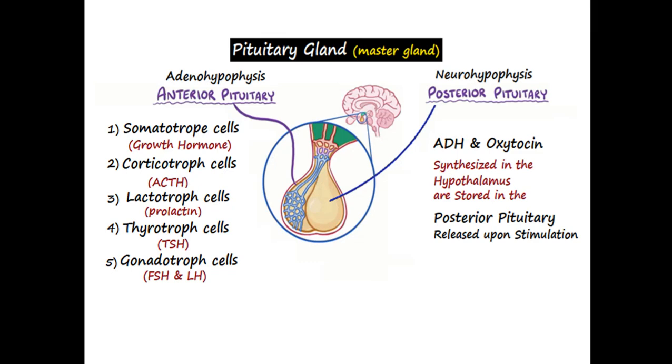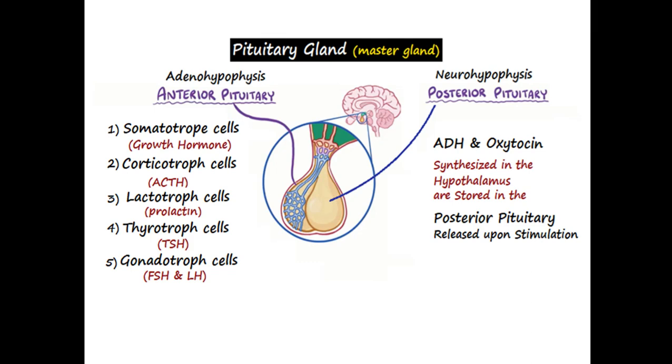We know that the pituitary gland is the master gland. It is under the control of the hypothalamus, and it is divided into the anterior pituitary gland and the posterior pituitary gland, also called the adenohypophysis, the anterior pituitary, and the neurohypophysis, the posterior pituitary.